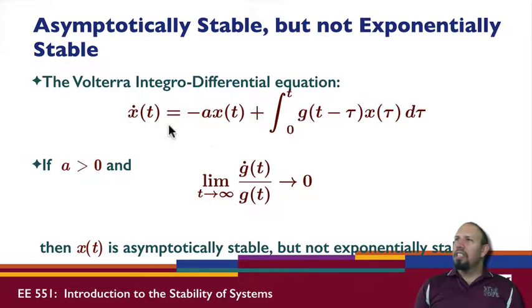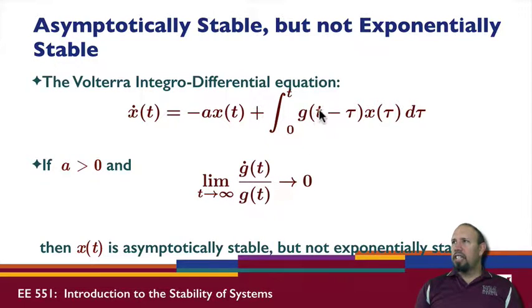Here is an example of a system that is asymptotically stable but not exponentially stable. So x dot is equal to all of this, and g is some function of time that satisfies this condition: g dot over g goes to 0 as t goes to infinity. So this is an example of a system that is asymptotically stable but not exponentially stable. This is actually something like, well, it's not a time invariant system.